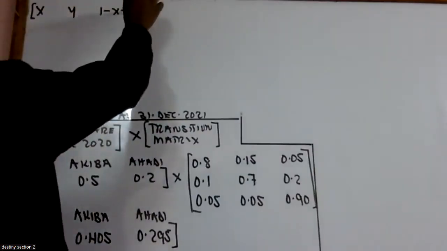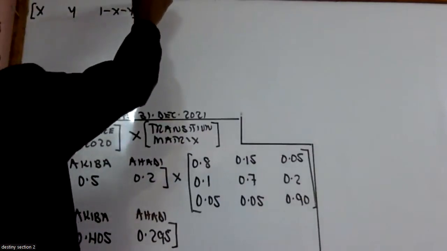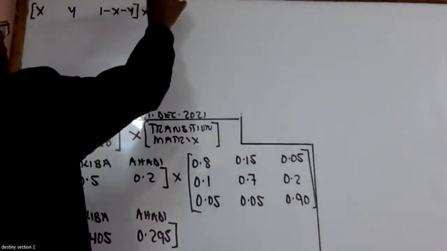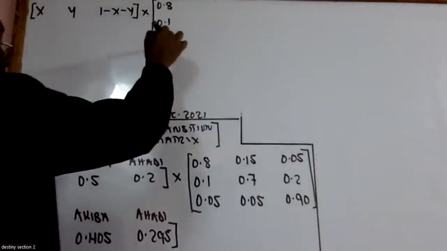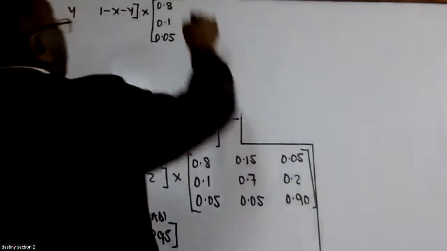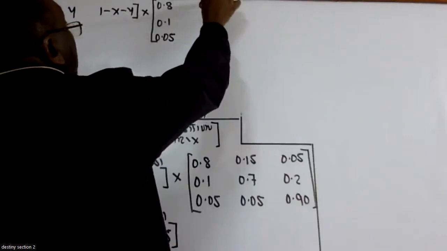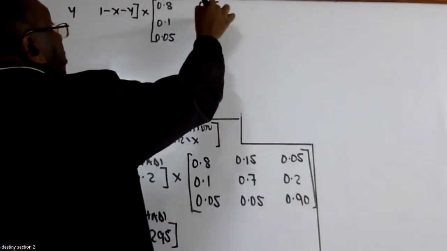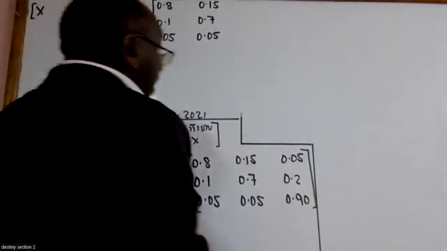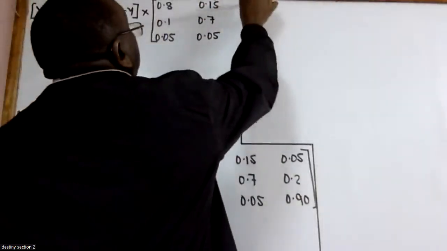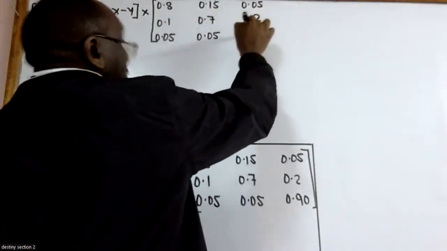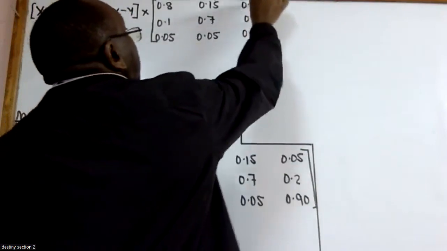We are multiplying by the transition matrix, which is 0.8, 0.1, and 0.05; 0.15, 0.7, 0.05; 0.05, 0.2, 0.9.